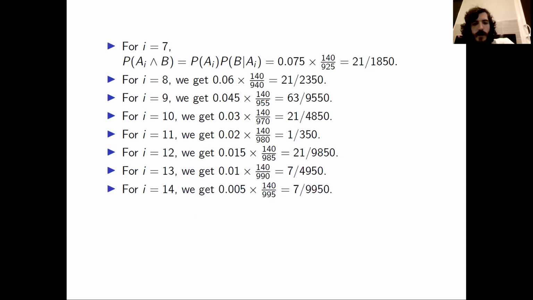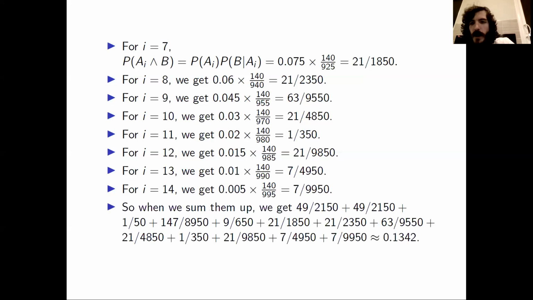And we have just one more. The 14th worst ranked team, and they only had 5 combinations. So the probability they got the first pick was only 0.005, and the probability that the worst ranked team got the second pick, conditioned on the 14th worst ranked team getting the first pick, is just 140 over 995, the 995 being 1,000 minus 5. And we can simplify that last probability to 7 divided by 9,950.